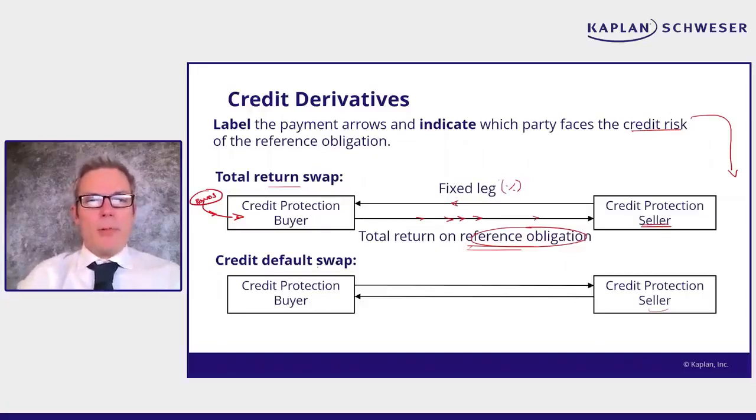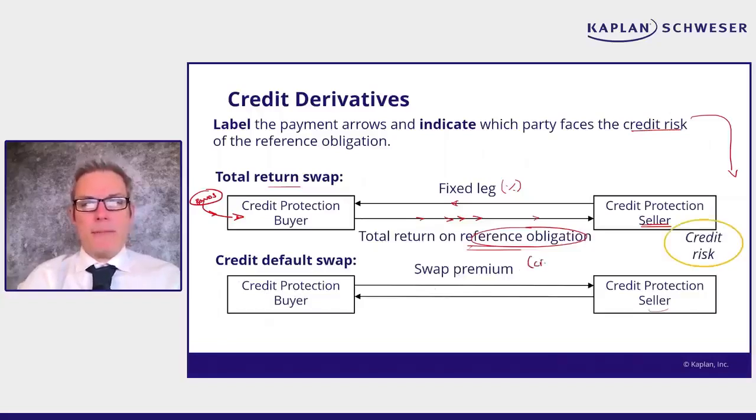Under a credit default swap, notice the arrows have changed around here. Just be careful with that. The credit protection buyer pays over the CDS spread, all right, the swap premium or the CDS spread or the CDS price or the CDS premium, all different names for the same thing. And in return for that premium, they get back a payment on a credit event or a trigger event.